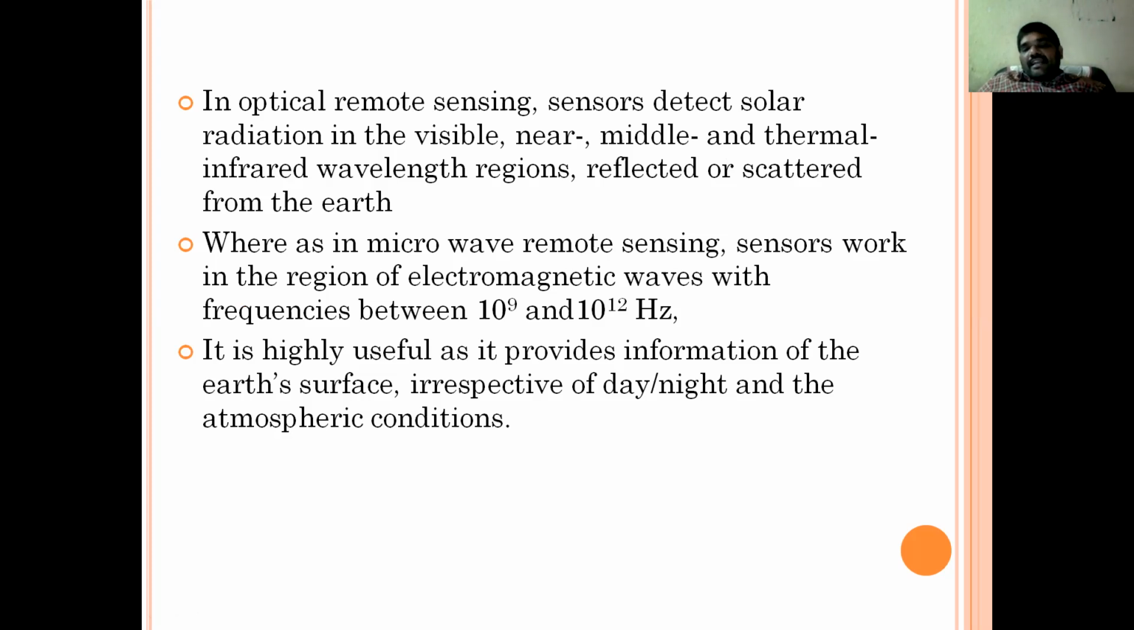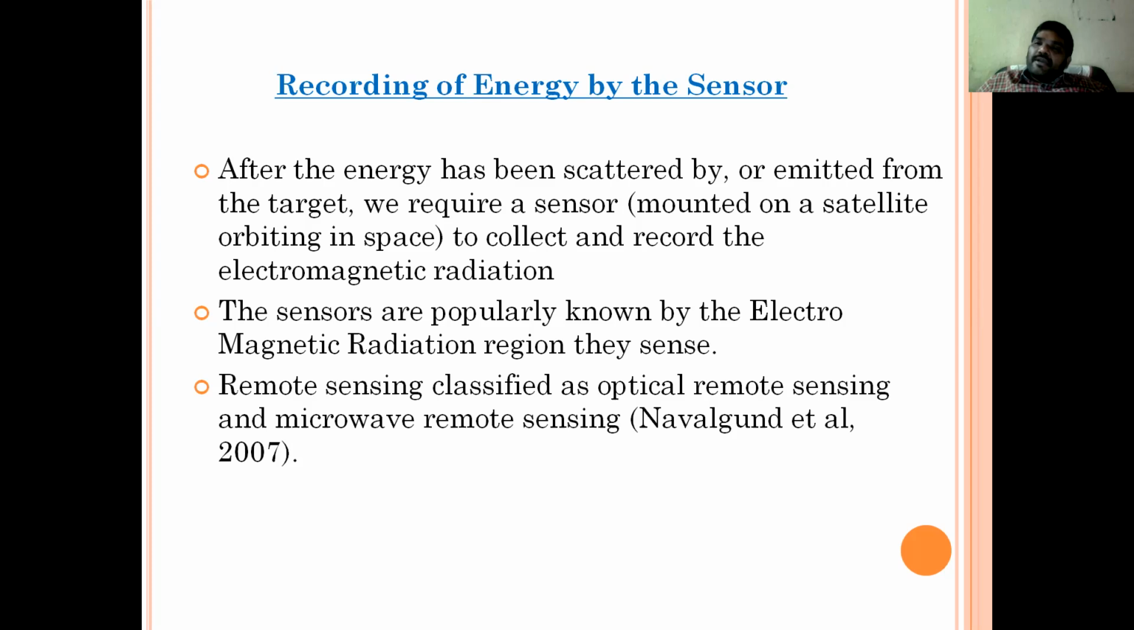Coming to microwave remote sensing, if the energy is recorded at one particular wavelength, we can name it as microwave remote sensing. Once again, I'd like to discuss this third component. The energy is influenced by the atmosphere. First thing, based on the recorded energy, we can call this remote sensing process by two names. One is optical remote sensing, the other one is microwave remote sensing.